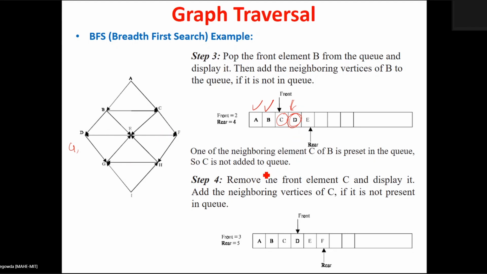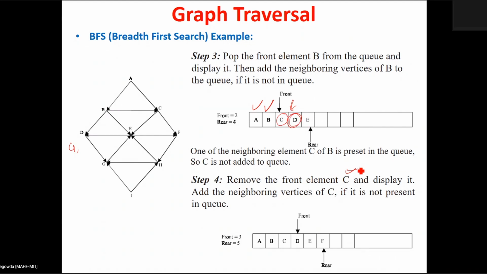So remove the front element C. I have done it. Display it. Add the neighbors of vertex C. I think I missed out one step here. Okay, fine. One of the neighbors of B, that is C, is present in the queue, so C is not added here. C, D, E is the status here.